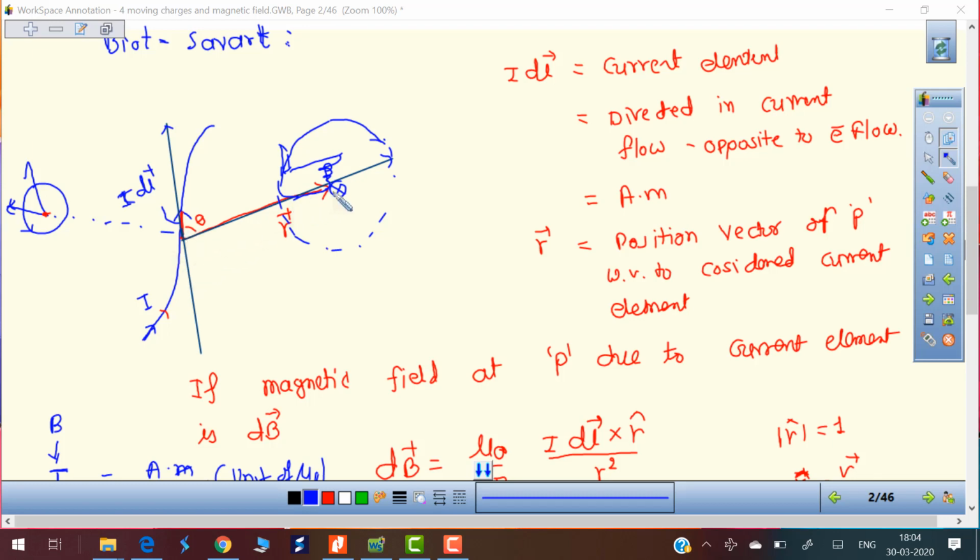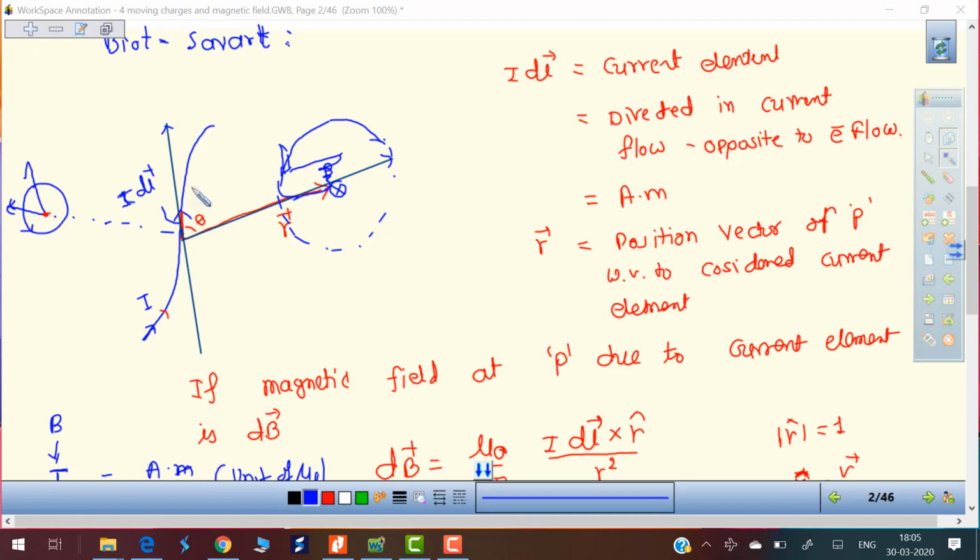Right side is going inward. One more way also you can find the direction, but don't be confused. You first pick up one method only. Then if you understood very well, then you can apply any method, you will get the same answer.